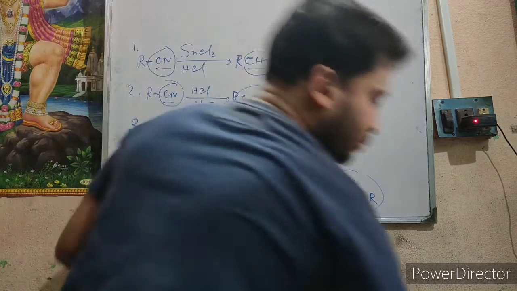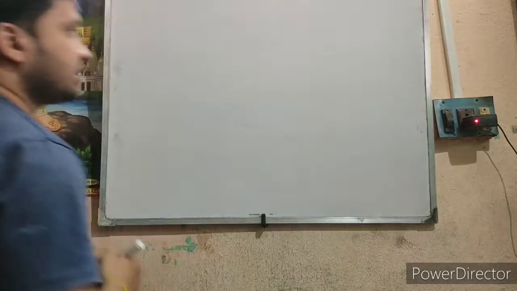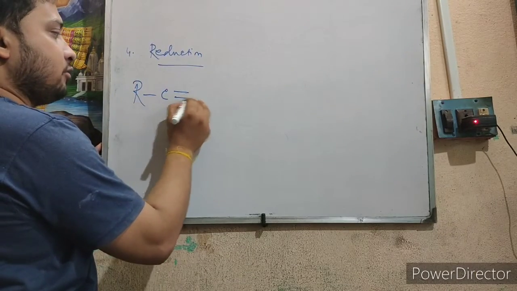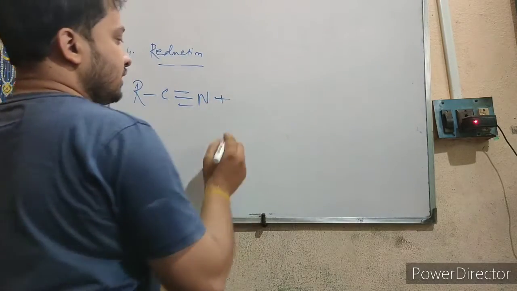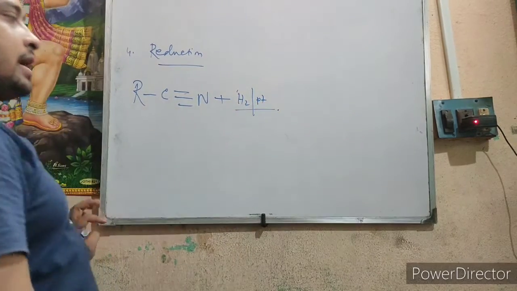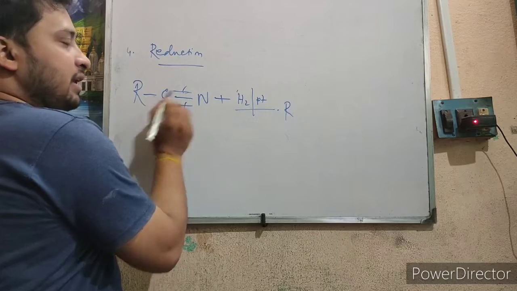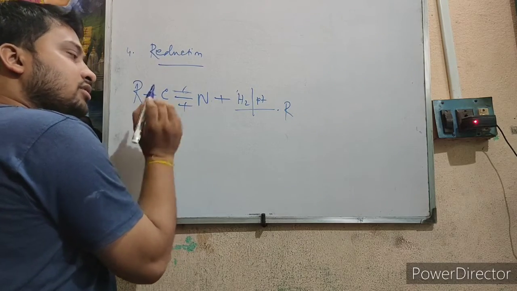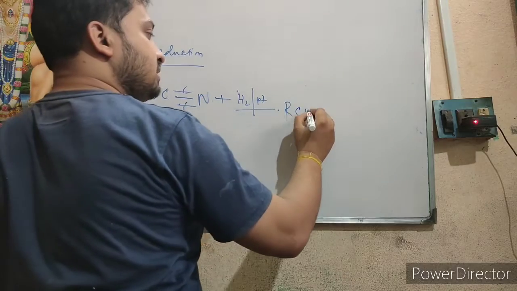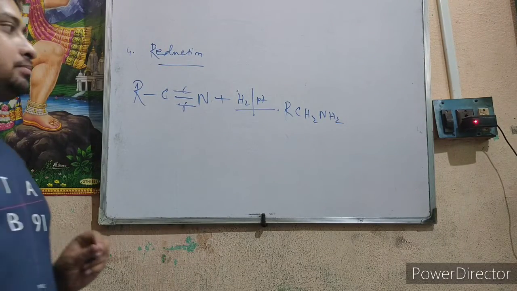Now the fourth reaction is the reduction reaction. If you have the group RCN and you use H2 and Pt for reduction, then the bond is broken. For breaking one bond, it takes one hydrogen, and for the second bond, it also takes one hydrogen. So the product will be RCH2NH2. This is a very important reduction reaction.